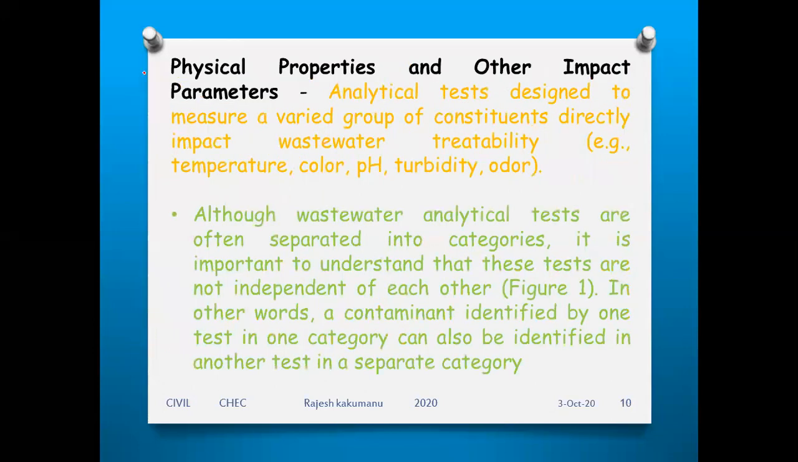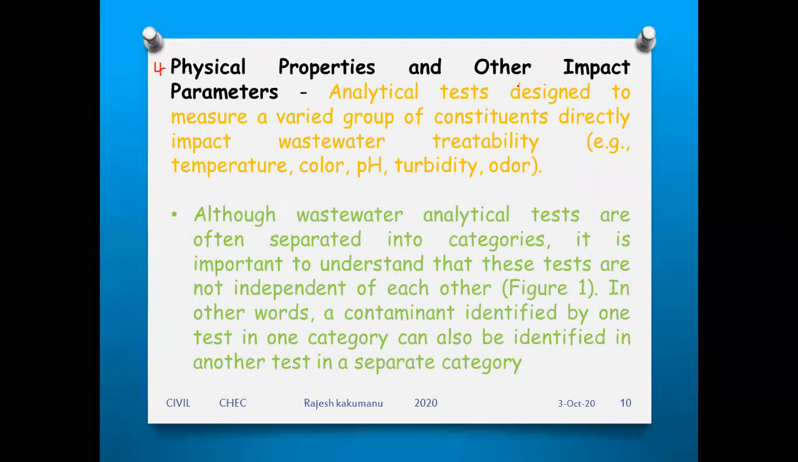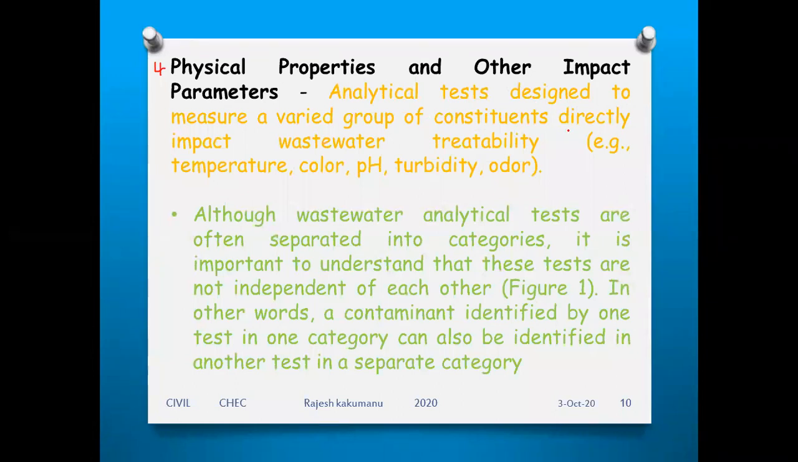Next, the 4th one is physical. So this is the 4th one. The physical properties and other impact parameters. What are the physical properties? The analytical tests designed to measure the varied group of constituents that directly impact wastewater treatability, such as the temperature, the color, the pH value, the turbidity, and the odor.